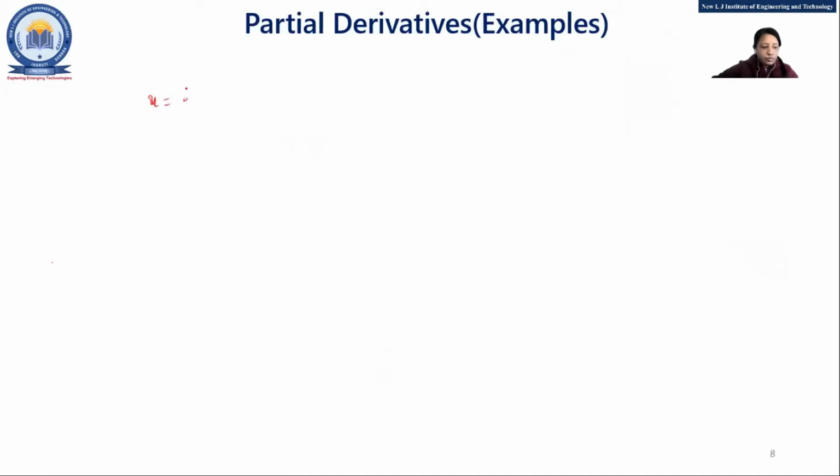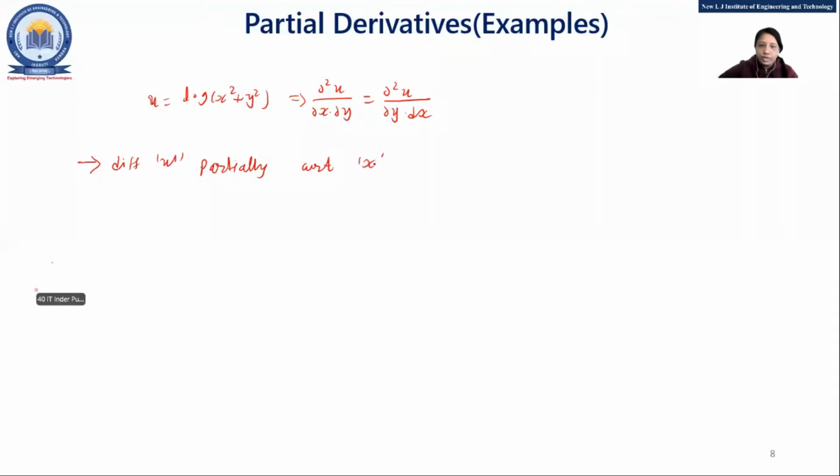u equal to log of x square plus y square. So you need to prove what? Del square u upon del x into del y equal to del square u upon del y into del x. Similar to the previous one only, right? Because here the same property, right? So first you differentiate u partially with respect to x.